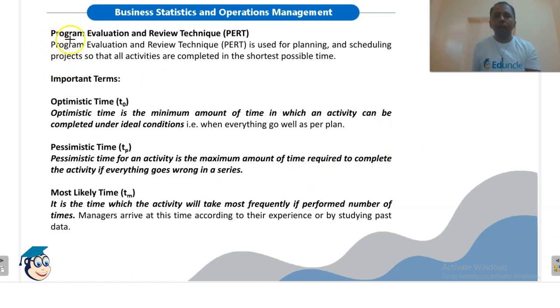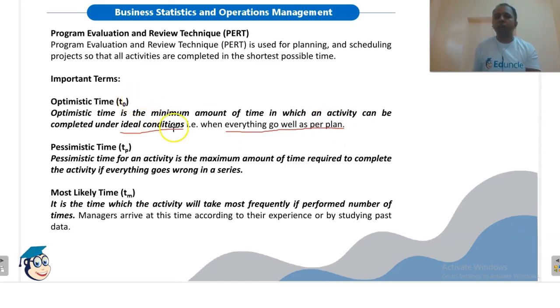Now next is Program Evaluation Review Technique, or PERT. It is used for planning and scheduling projects so that all activities are completed in the shortest possible time. There are certain important terms in PERT also. These are optimistic time. It means the minimum amount of time in which an activity can be completed under ideal conditions. This means if everything goes well as per the plan, then the time taken by the activity is the optimistic time.